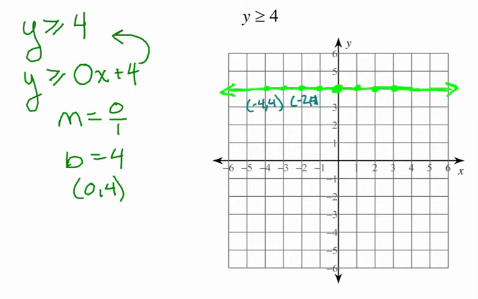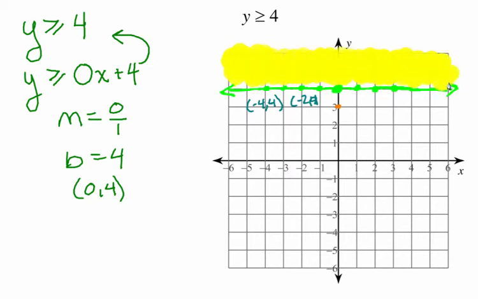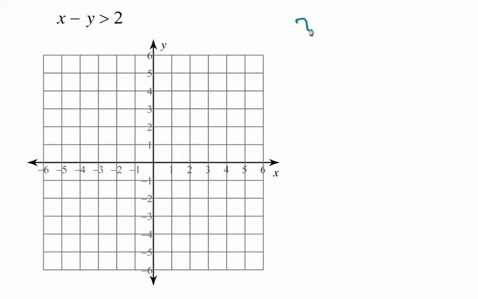Speaking of that greater than part, we need to figure out which direction to shade. Well, is 5 greater than 4 or is 3 greater than 4? Well, 5 is, of course, so we need to shade above. Y has to be greater than or equal to 4, so we need to shade above the y is equal to 4 line. Our last example for the day says x minus y is greater than 2.